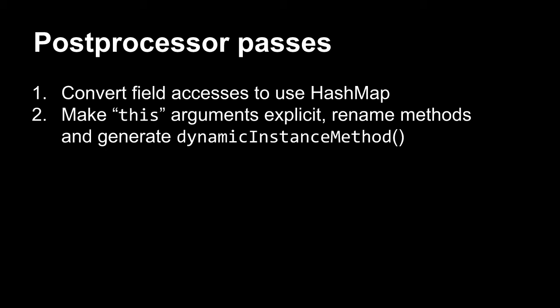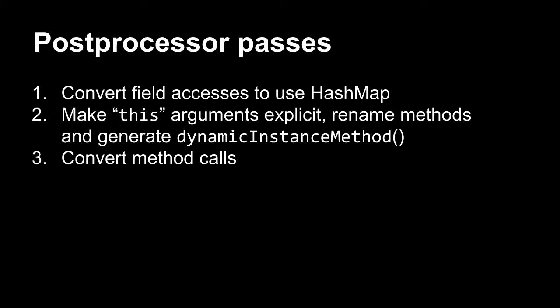Then we make all of the this arguments explicit. Because we've separated out the object that's on the heap from the object that actually holds the methods, we have to get the object that's on the heap and use that in place of this, because otherwise we have the wrong this. And then also generate the dynamic instance method, which is basically for methods that are just defined within user code, the way that one object can call another object, even though the proxy interfaces didn't know about my method called whatever.